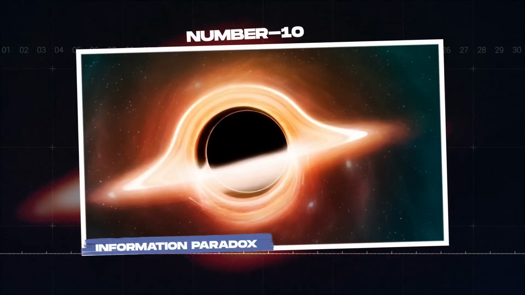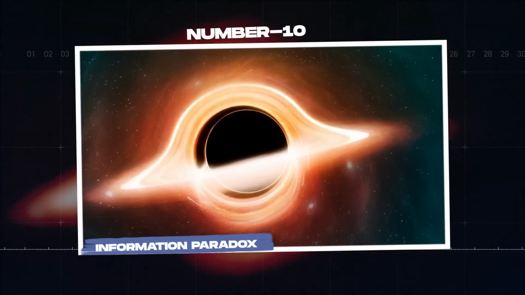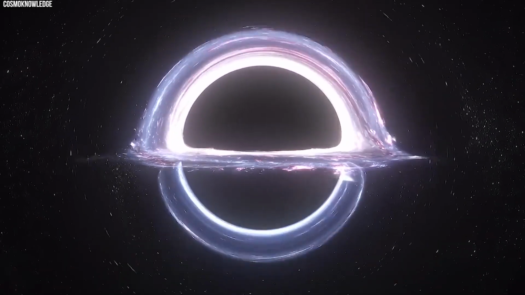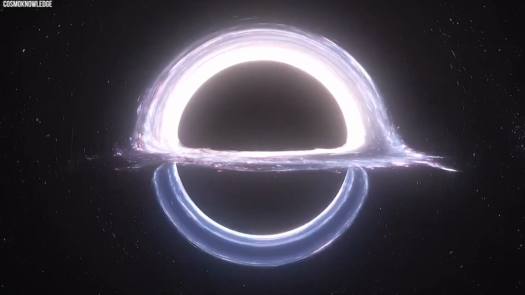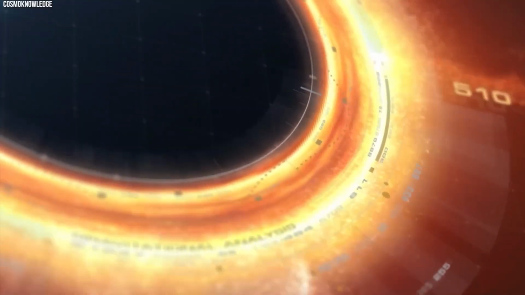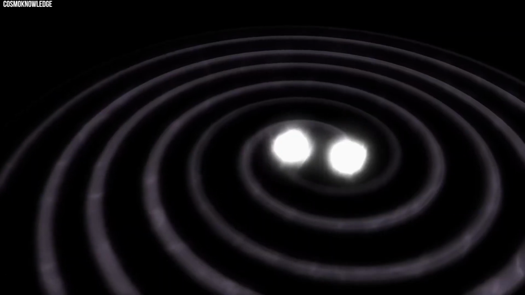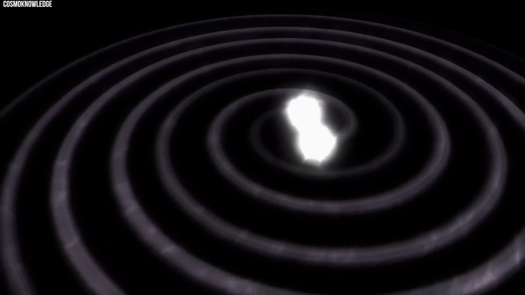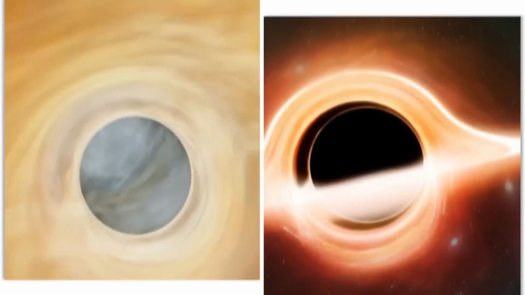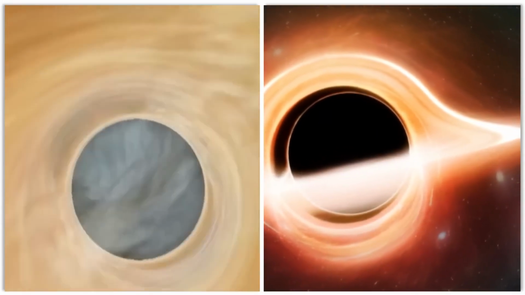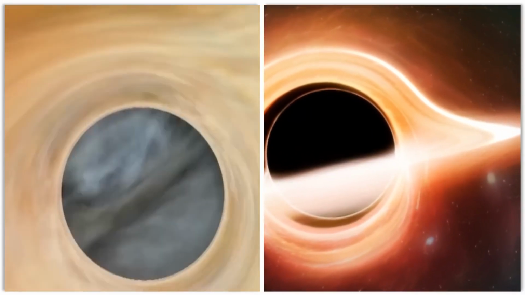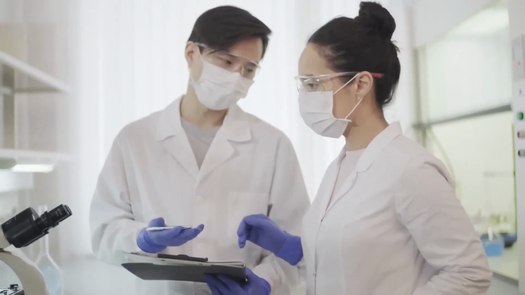Number 10. Information paradox. The black hole information paradox is a long-standing puzzle in theoretical physics that arises when considering the fate of information that falls into a black hole. The paradox stems from the apparent conflict between general relativity, which describes the gravitational behavior of black holes, and quantum mechanics, which mandates the preservation of information.